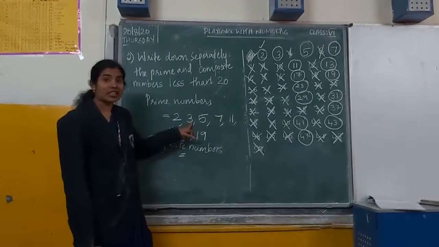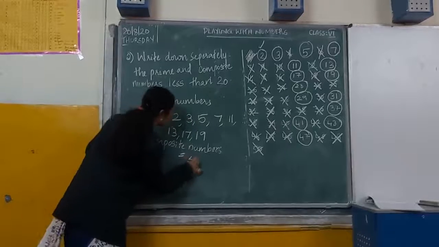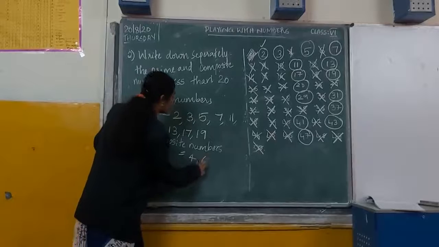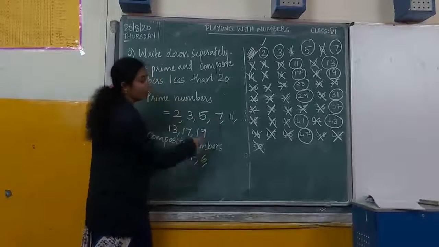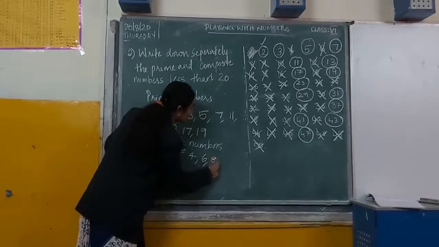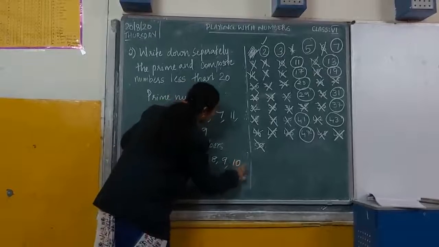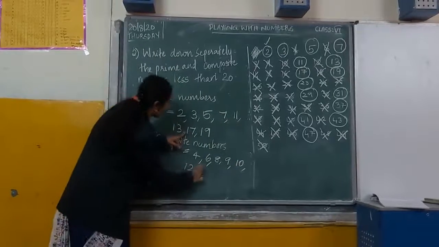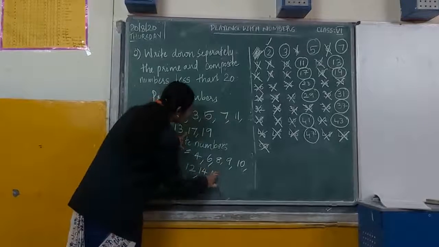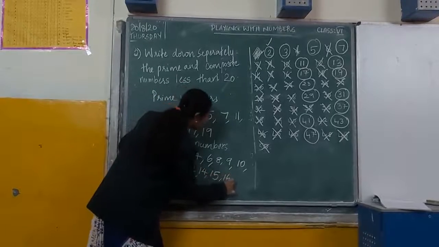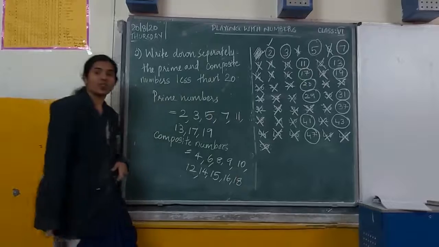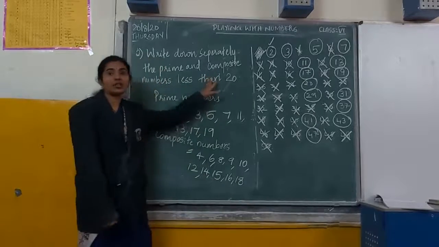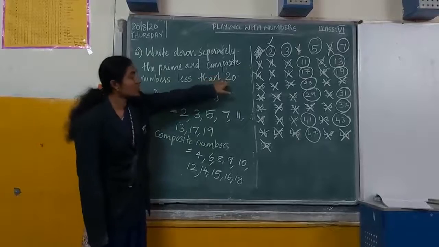After this, which is the next number? 4. So 4 is a composite number. Which is the next number? 6. After 7, 8, 9, 10, then after 11, 12, 14, 15, 16, and 18. Also 20 now? No, we are saying less than 20 only, so we don't need 20.